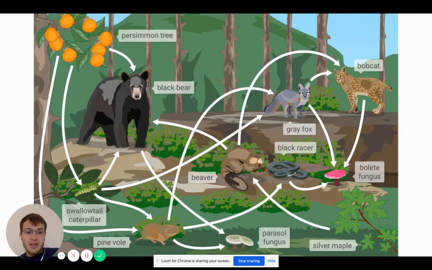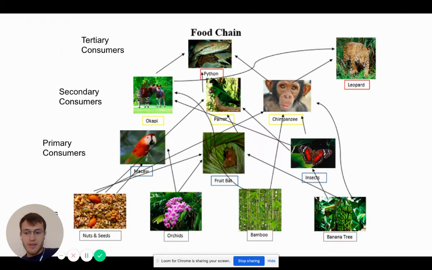Some students think that maybe the fungi are omnivores. Fungi cannot be omnivores because they are decomposers. And also, they're not animals. Omnivores are always animals. All right, so it's only the pine vole and the black bear. All right, and where are the omnivores on this picture?